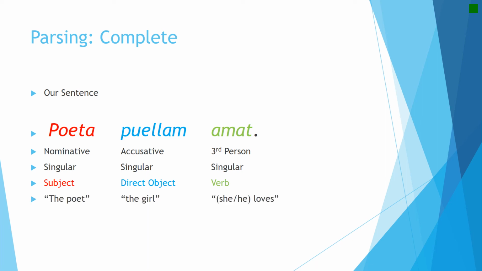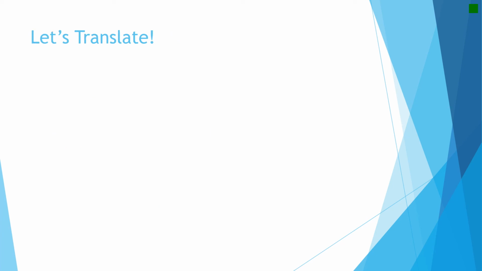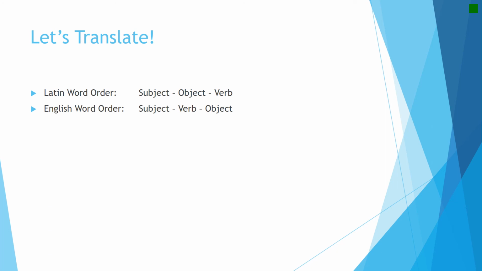Before we can translate our sentence, let's take a look at the difference between Latin and English word order. Latin word order is fairly fluid, but it tends to favor subject, object, verb word order. English, on the other hand, is rigid in its word order and follows a strict subject, verb, object word order. With that in mind, let's restructure our sentence from Latin word order to proper English word order.